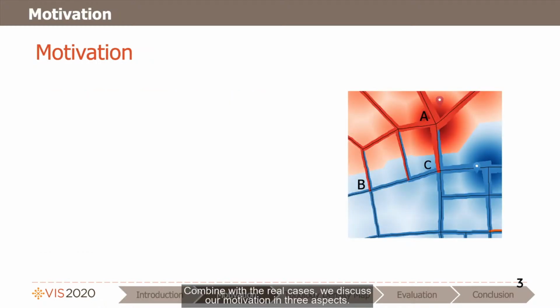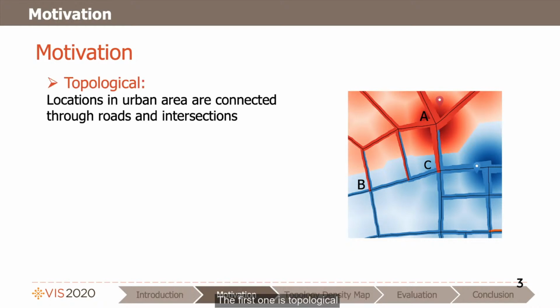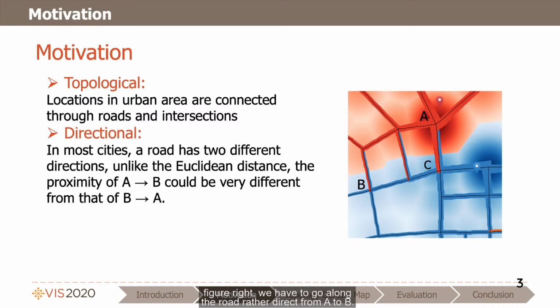Combining with real cases, we discuss our motivation in three aspects. The first one is topological. Locations in urban areas are connected through roads and intersections. If we want to go from A to B in the figure at right, we have to go along the road rather than directly from A to B.